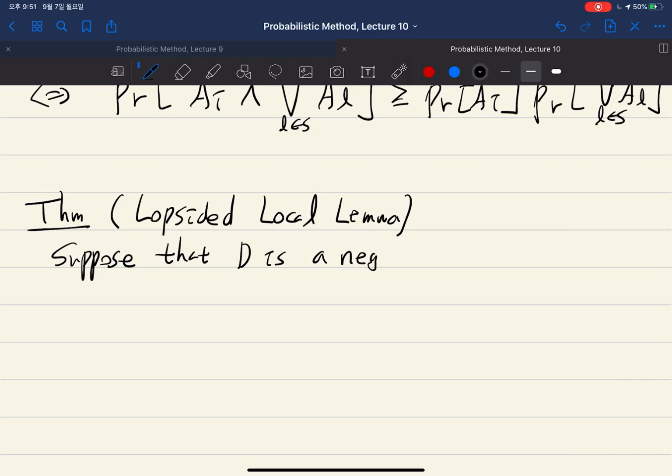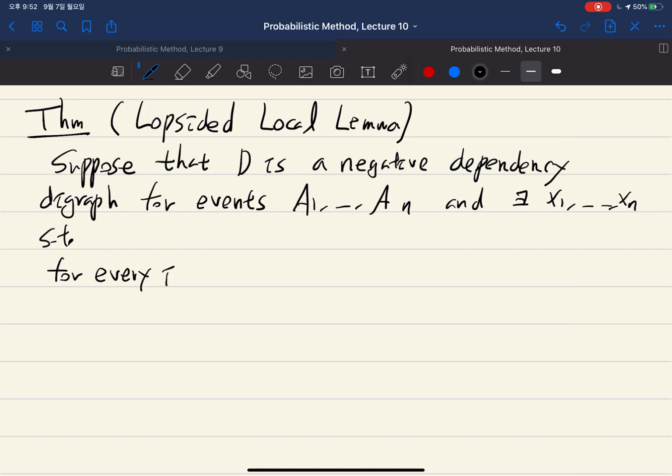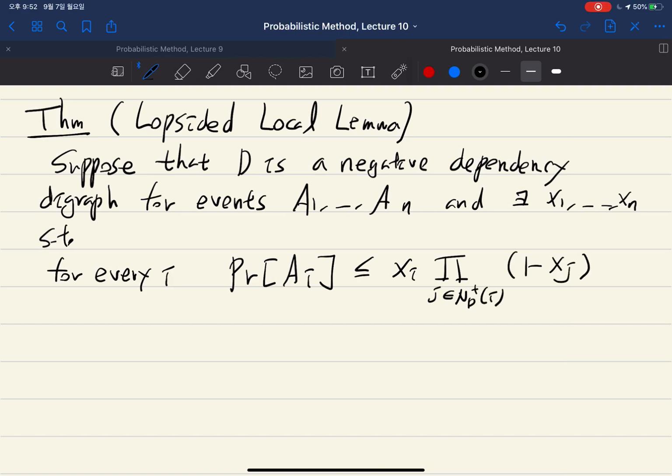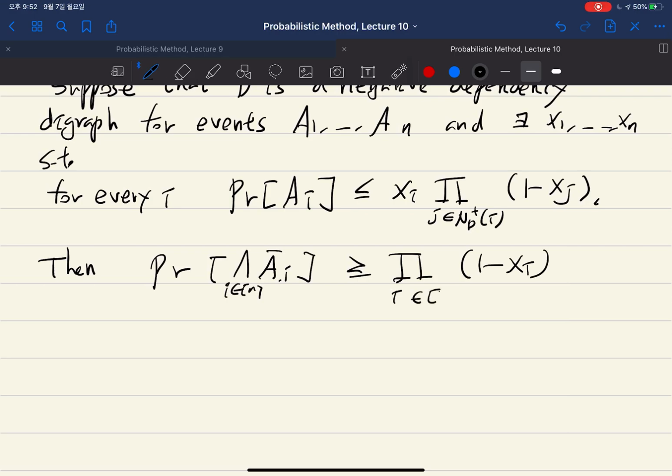Suppose that D is a negative dependency diagram for these events A_1 to A_n, and there exist x_1 to x_n such that for every i, the probability of A_i is bounded by x_i times the product over all the out neighbors j, and then this condition holds. Then the probability that none of the bad events holds is bounded below by the same number.